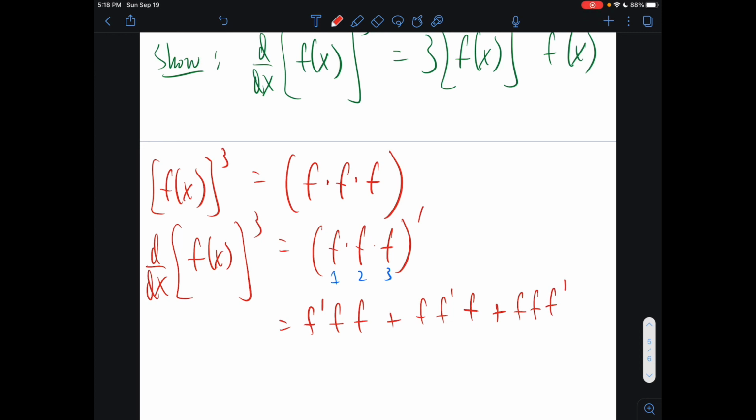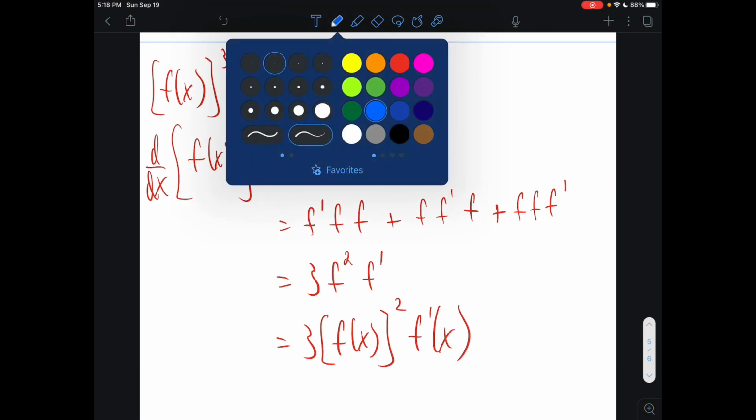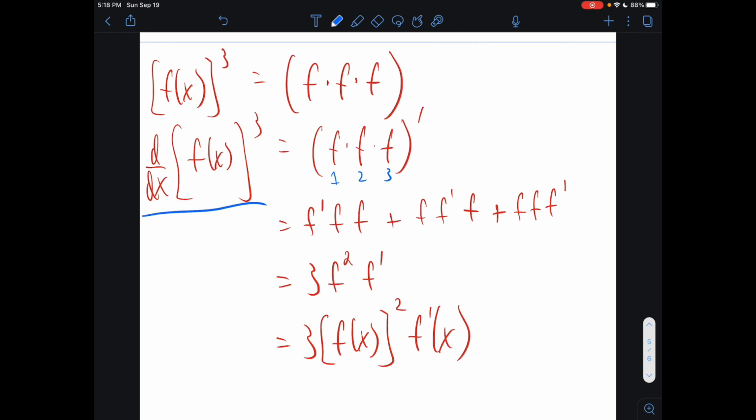I've got an f prime times two other f's. So I have three of those. And the two other f's are just f times f, which is really f squared, and then f prime is just f prime. And if we're using f of x notation, this is 3 times the quantity f of x squared times f prime of x. So now we've got a formula for how to find the derivative of the cube of a function. It just says that it's 3 times the function squared times the derivative.